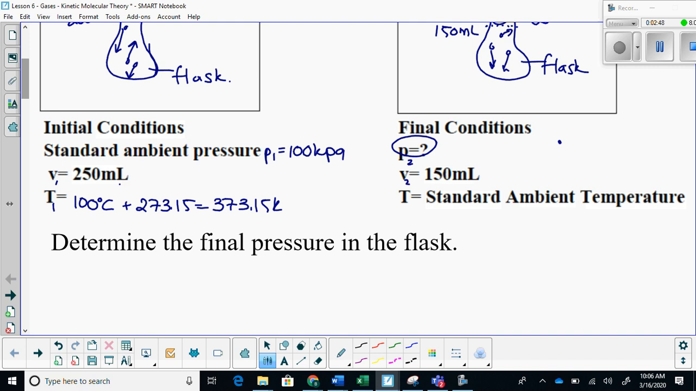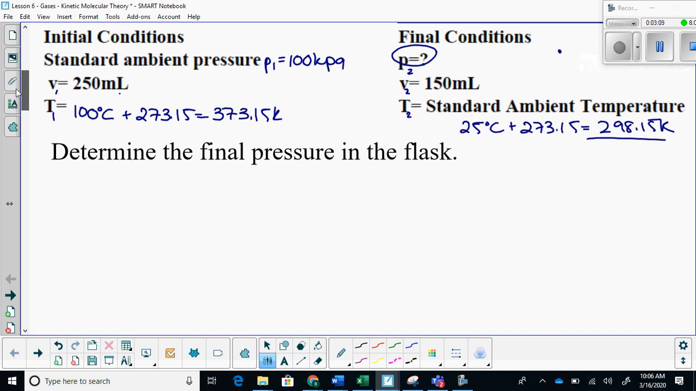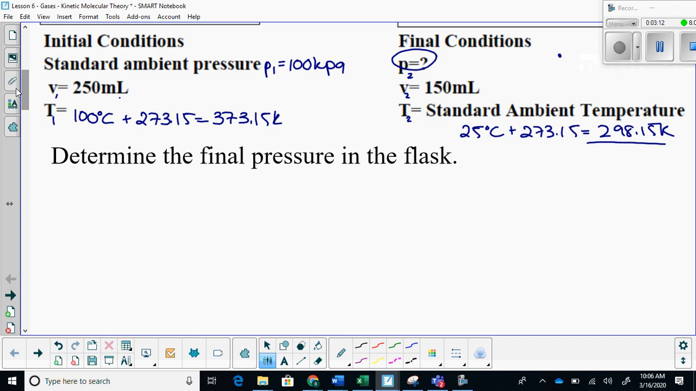V2 is 150 milliliters, and we're going to assume that the temperature reaches standard ambient temperature, which is 25 degrees Celsius plus 273.15, which is 298.15 Kelvin. Okay, so now let's use the combined gas law formula and isolate for P2. We'll leave our conditions up there. P1, V1, T2 is equal to P2, T1.